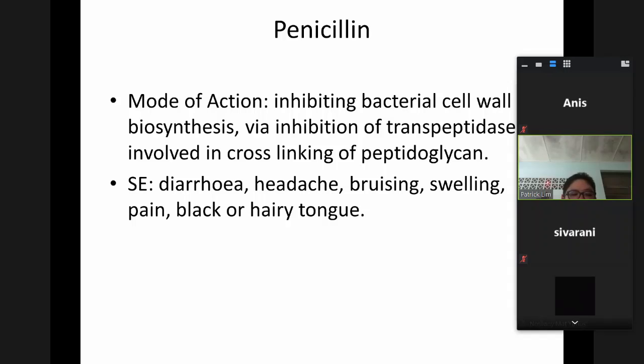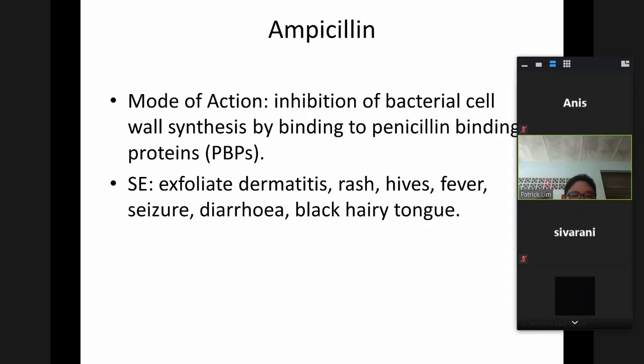However, penicillin can give rise to various side effects, such as diarrhea, headache, bruising, swelling, pain, and black or hairy tongue. Then you have ampicillin. How does ampicillin act? It acts by inhibition of bacterial cell wall synthesis by binding to penicillin binding protein. It has a similar action to penicillin, but they are different class of drug. Side effects can cause exfoliative dermatitis because of the allergic reaction, rash, hives, fever, seizures, diarrhea, and black hairy tongue.